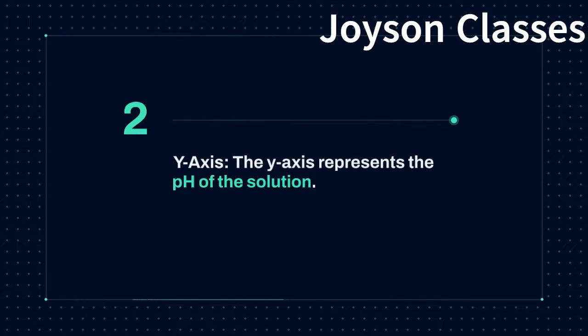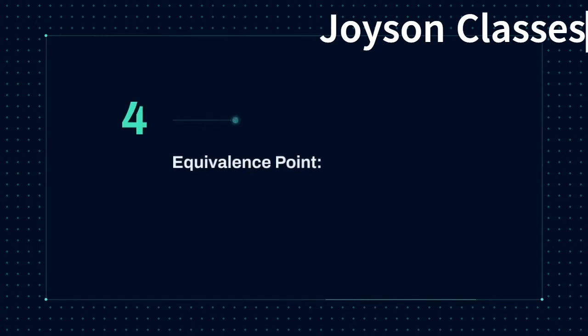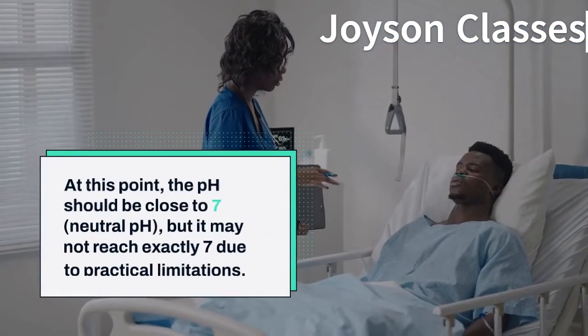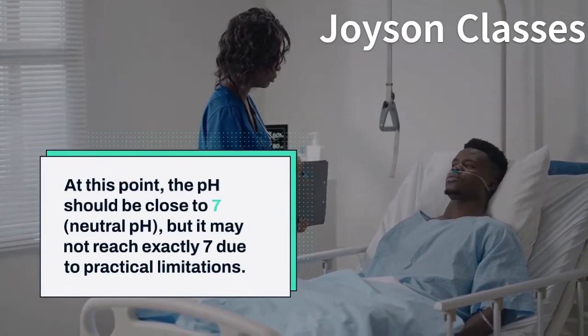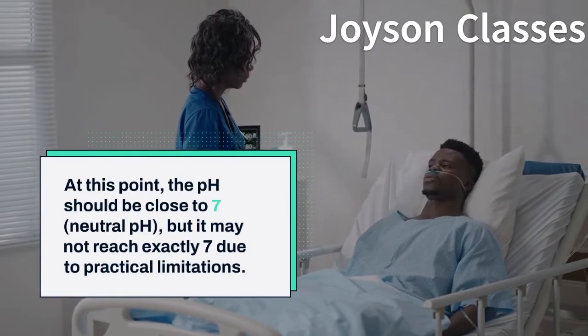Initial pH. The initial pH is very low, close to zero, because of the strong acid in the solution. Equivalence point. At this point, the pH should be close to 7, neutral pH, but it may not reach exactly 7 due to practical limitations.